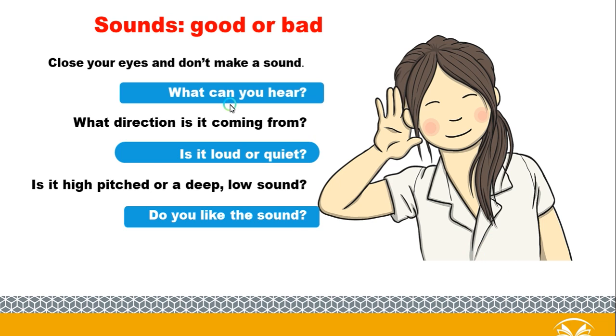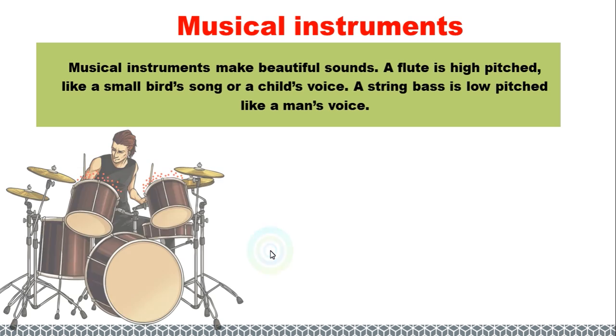So what are we going to talk about in this lesson? Close your eyes and don't make a sound. What can you hear? What direction is it coming from? Is it loud or quiet? Is it high-pitched or deep? Low sound. Do you like the sound? All this we'll find out in our outline.